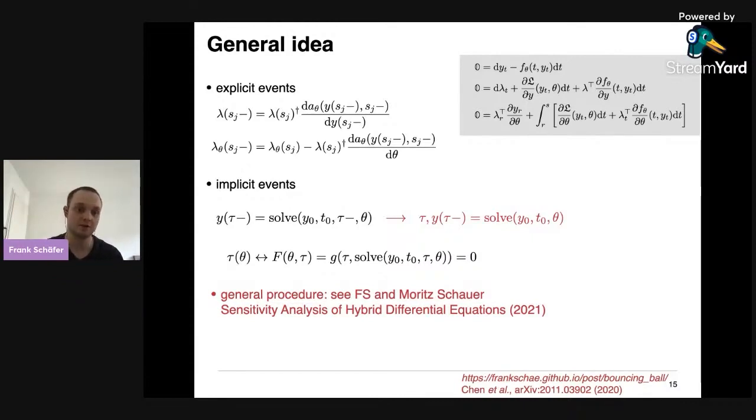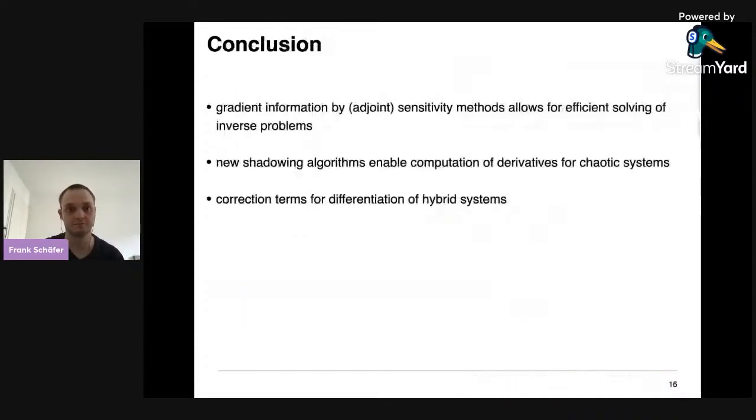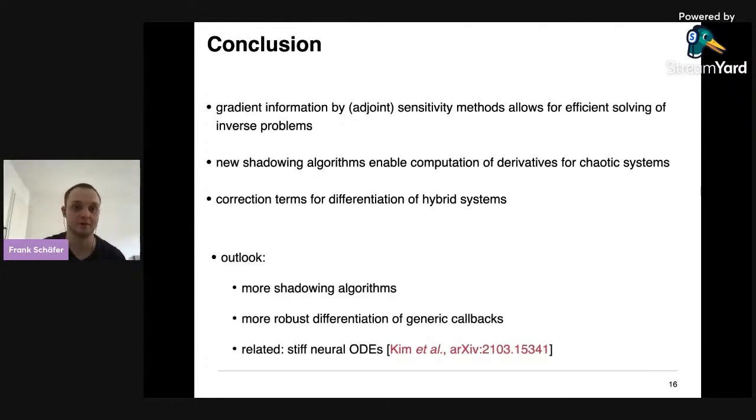And the general procedure is a bit lengthy, but it essentially relies on this idea and then implicit differentiation. In conclusion, I presented to you these new methods for computing gradients, and specifically the new shadowing algorithms, which allow for differentiation also of chaotic systems, and these correction terms that are needed for hybrid systems.